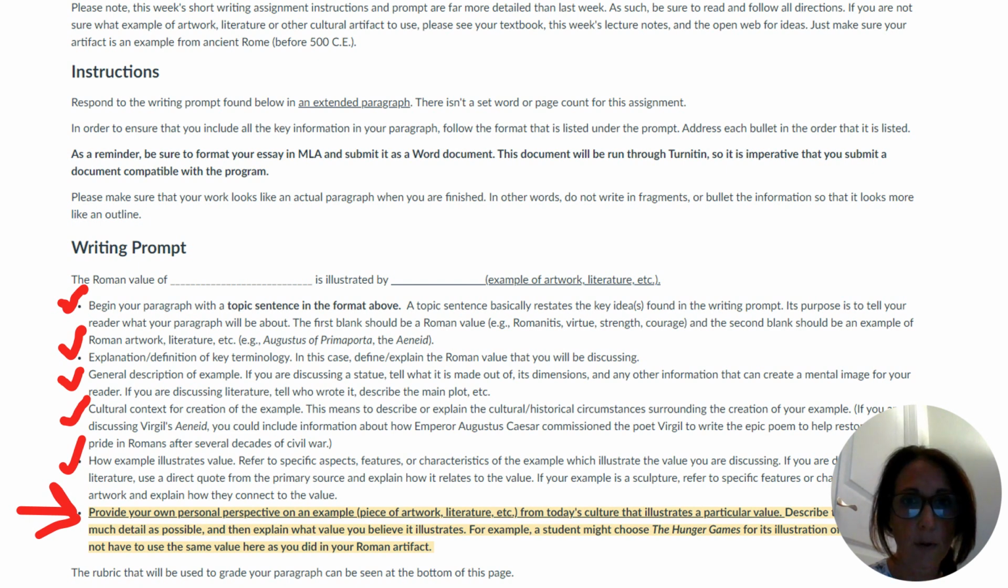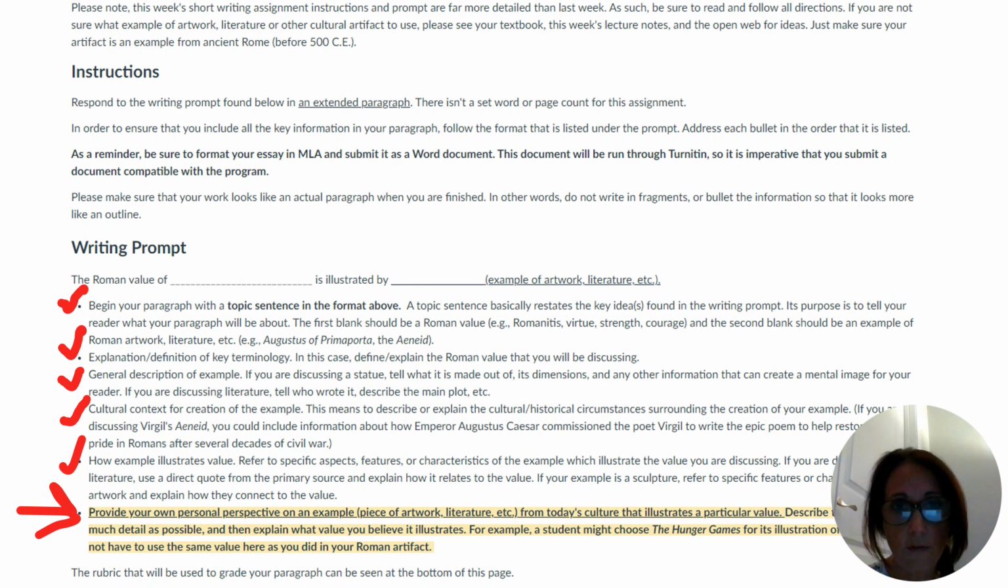And here is where you're going to provide your personal perspective on an artifact from our own culture. So again, it can be artwork, it can be literature, it can also be a television series or a song or maybe a film. And you're going to analyze that for a particular value. Now, the value that you choose for your modern artifact does not have to be the same value that you used for your Roman artifact. You will find that there are some parallels between Roman values and modern American values. So if it is the same value, that's okay. However, it does not have to be the same value.